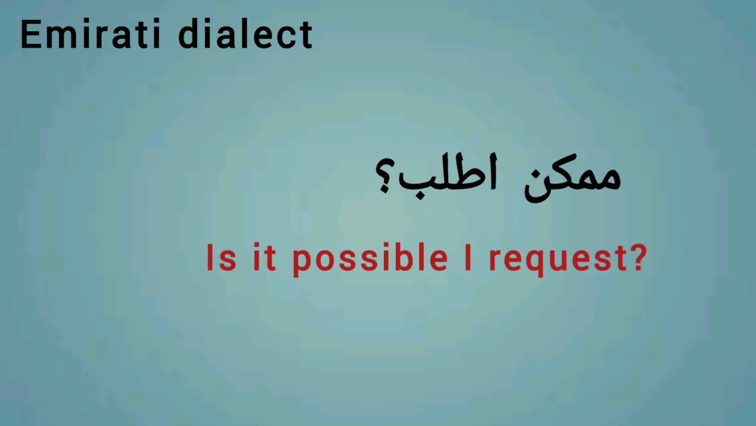And the next one, ممكن أطلب. Is it possible I request? ممكن basically means possible or feasible. And أطلب means I request or I ask or I want. But when you say ممكن أطلب, it means is it possible or feasible that I ask or I request.